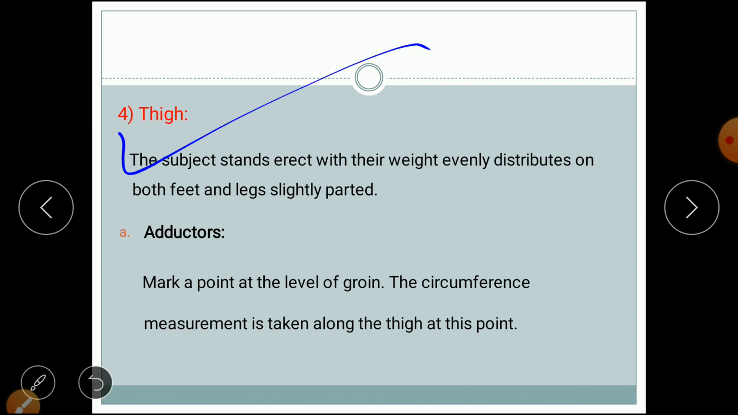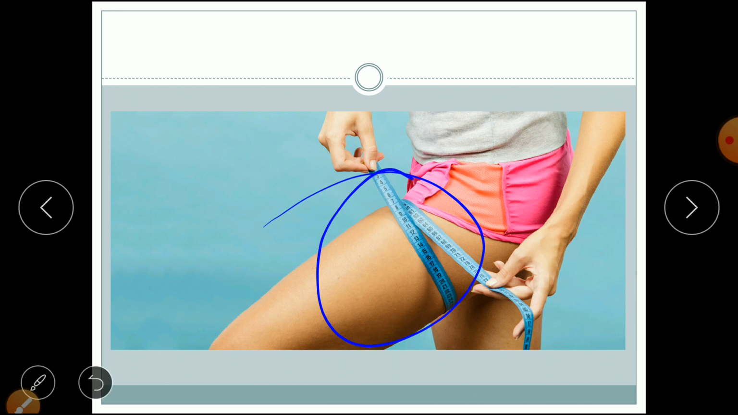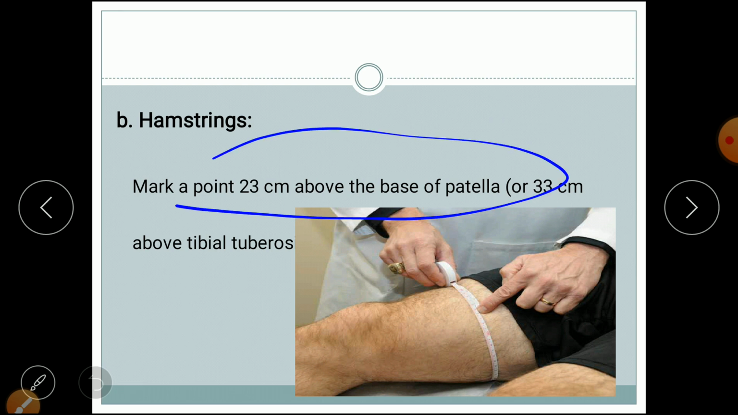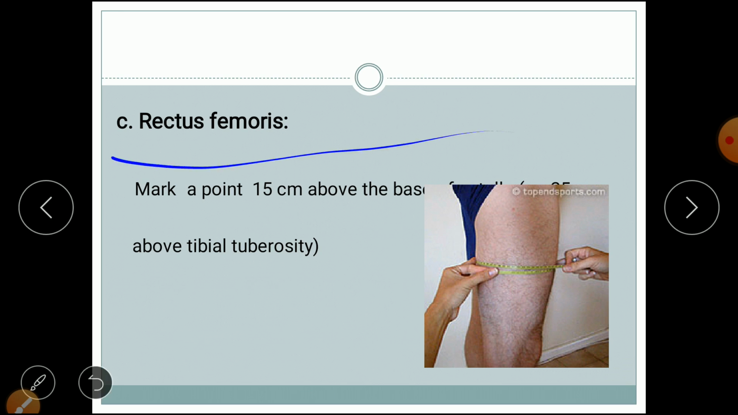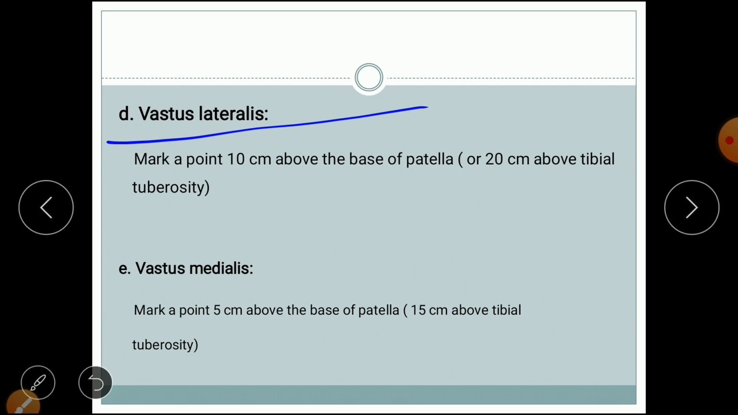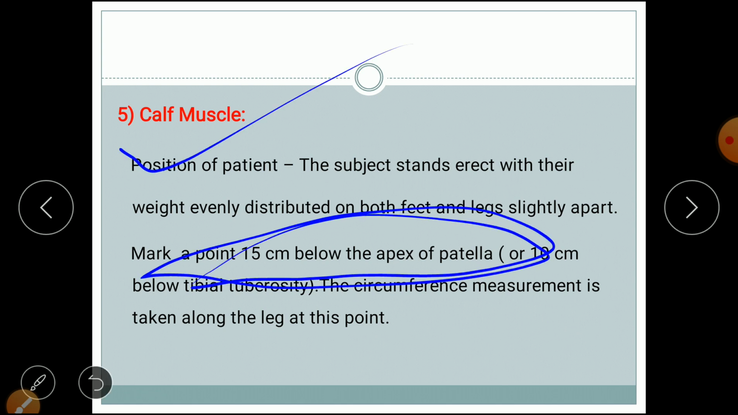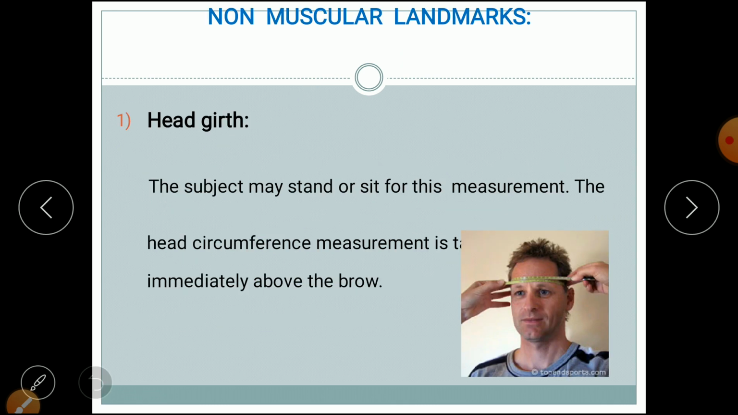Then for the lower limb thigh, for adductors, in the groin region you take a measurement around the point. Then for the hamstring, 23 centimeter above the base of patella. For rectus femoris, 15 centimeter above the base of patella. Vastus lateralis, 10 centimeter above. Vastus medialis, 5 centimeter above the base of patella. And for the calf muscle, 15 centimeter below the apex of patella. Remember this. So these all are the muscular landmarks for girth measurement.